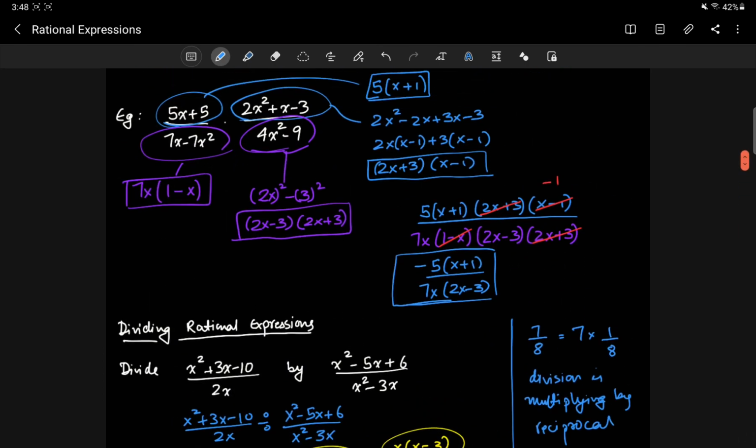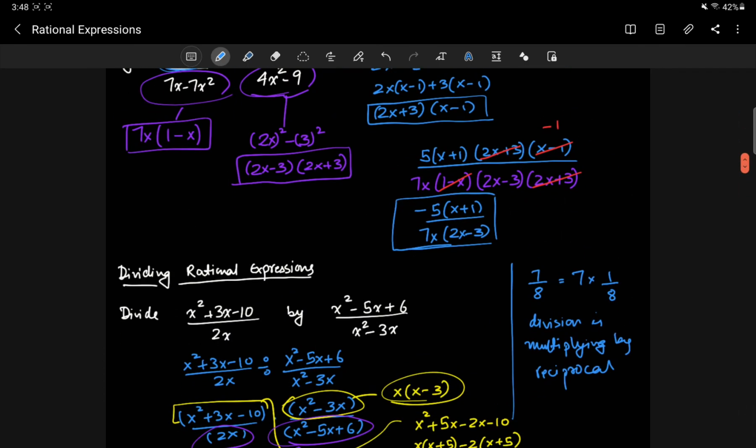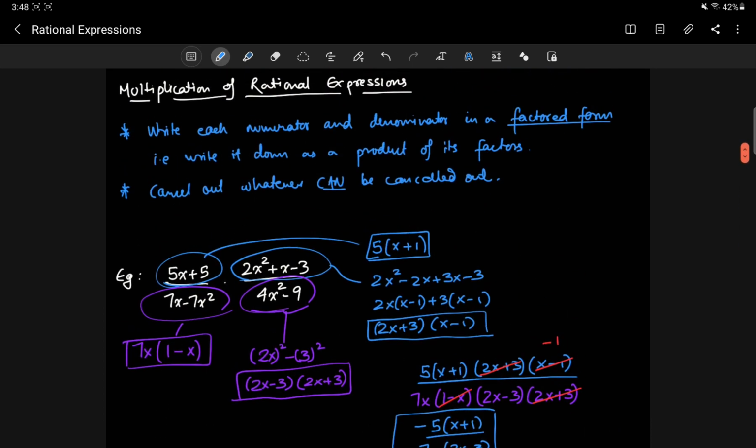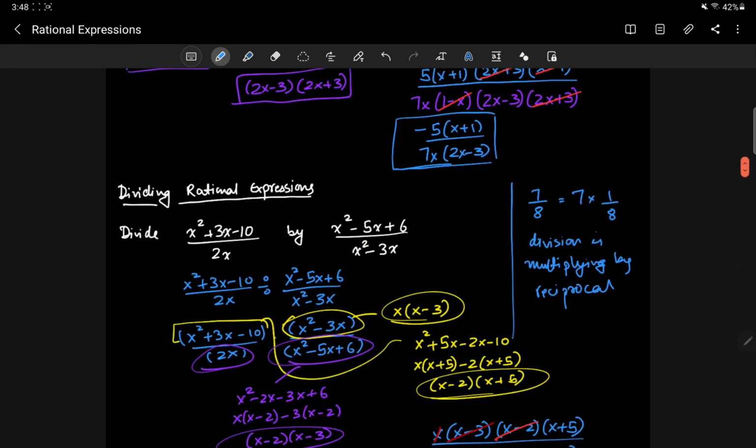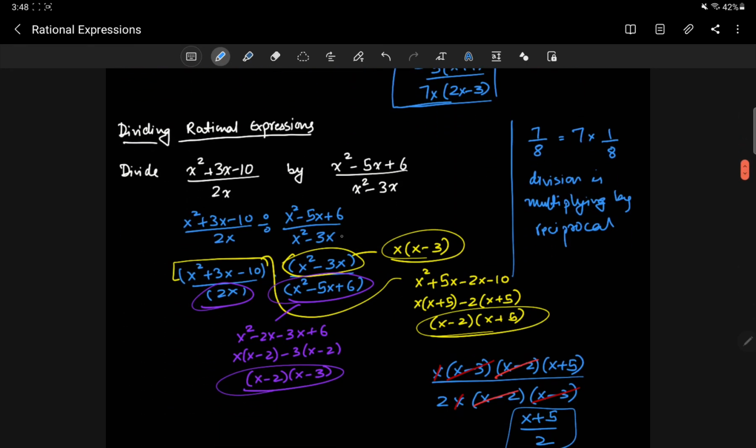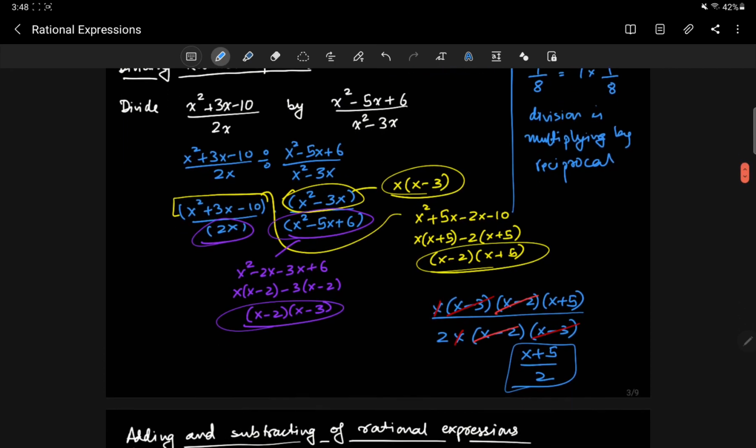Okay, so those were some examples. The important tool is factoring. Once you factor, the only difference in multiplication and division is that for division, you need to flip the second fraction before you start cancelling out.